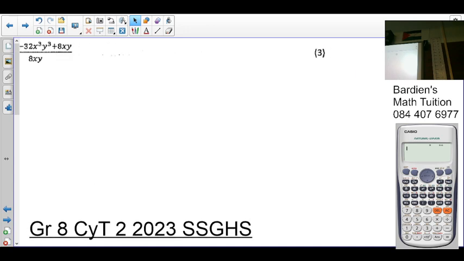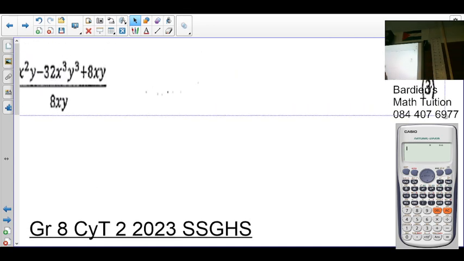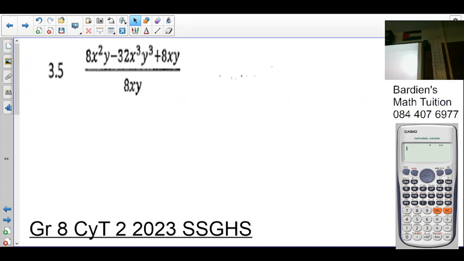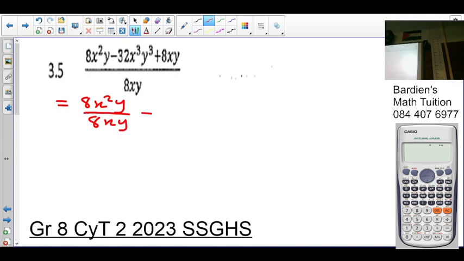So here, what do we do with this? We put each one over its own denominator. So that will simply give us 8x squared y over 8xy minus 32x cubed y cubed over 8xy plus 8xy over 8xy. Do we have to do this? No. Okay, it just makes it a bit easier for most of us to simplify.